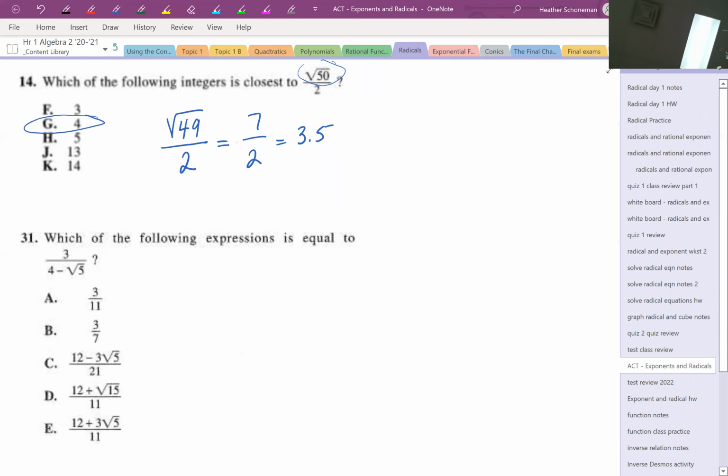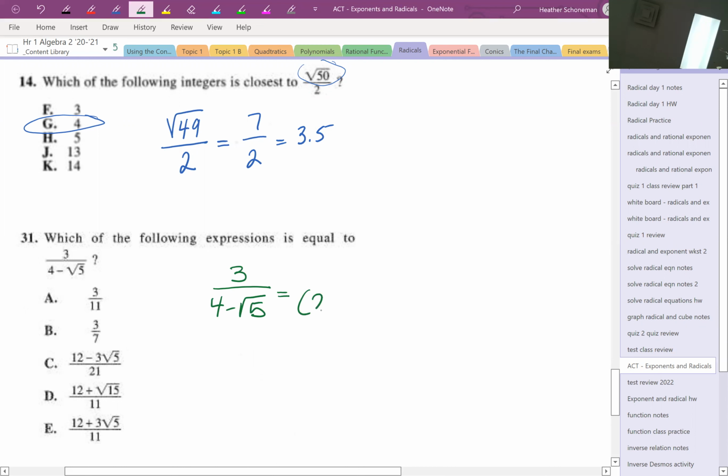Okay, last one. We want to simplify that by writing it in reduced radical form. So if I have 3 over 4 minus the square root of 5, simplify that, we're going to multiply top and bottom by the conjugate of the bottom. And the conjugate of the bottom is going to be 4 plus the square root of 5. On top, 3 times 4 is 12. 3 times square root 5 is 3 square root 5.